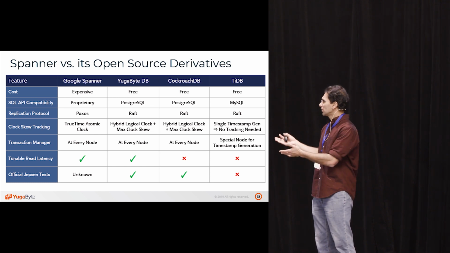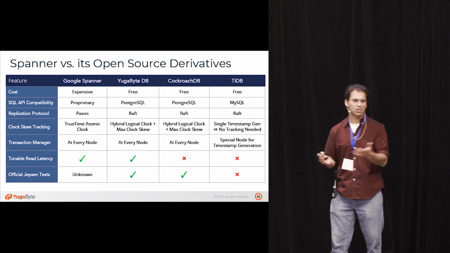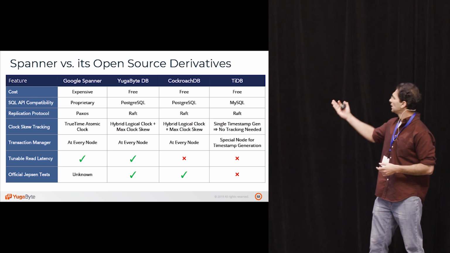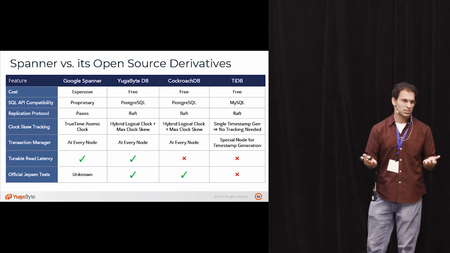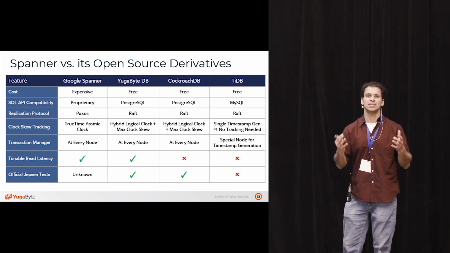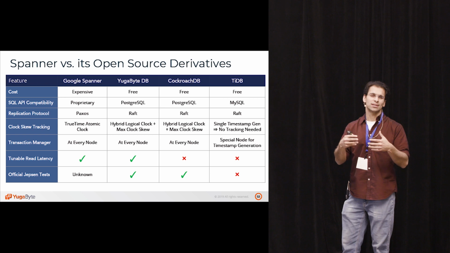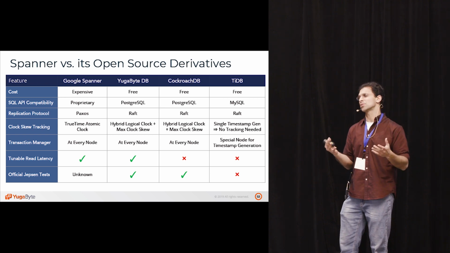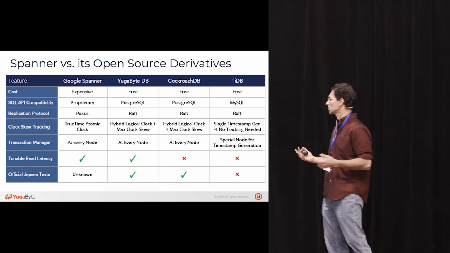Google Spanner supports that. YugaByte supports that. Cockroach does not, we believe. And TiDB, for example, also does not, but I'm sure there are other features that other folks support that we don't. But the point here is, please do the research on the exact set of features. These are miscellaneous features. It depends really on exactly what your application is trying to do.